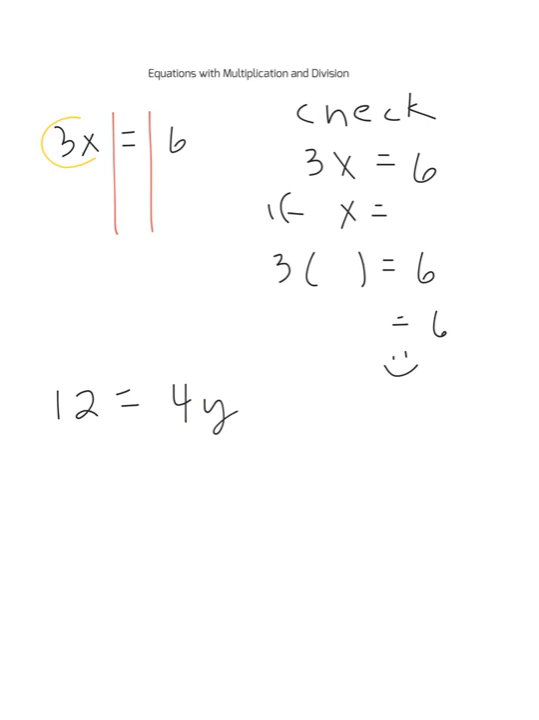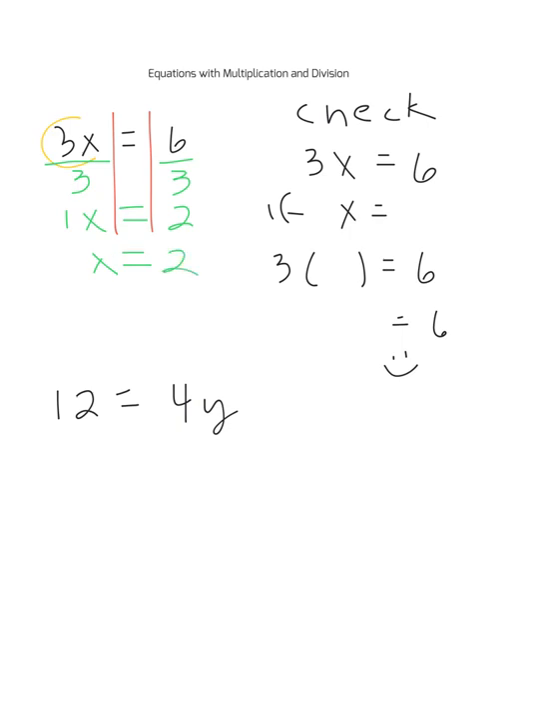So we have the inverse of multiplication is division. So we're going to divide both sides by 3. And 3 divided by 3 gives you 1x. And 6 divided by 3 is 2. And you have x equals 2.